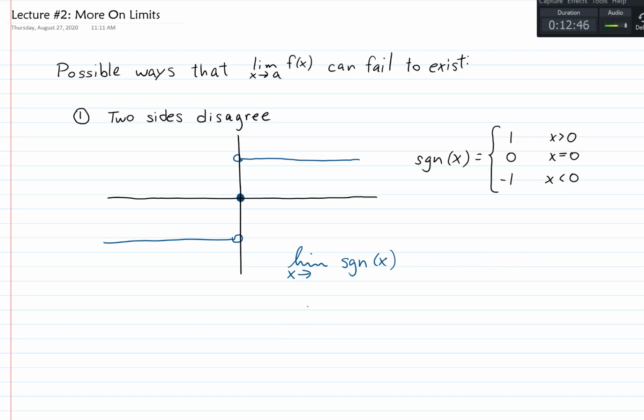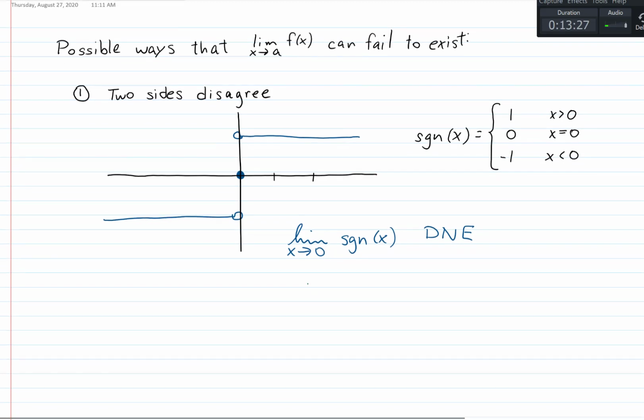Somebody said, what's the limit as x approaches 2? Well, 2 is right around here, right? And as x approaches 2, what value is the signum function approaching? It's approaching the value 1. So there is a limit of the signum function as x approaches 2. There's just not a limit as x approaches 0. All right. What's another way that a limit might fail to exist?